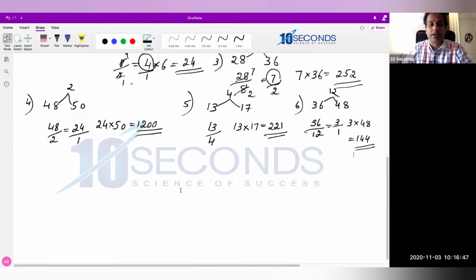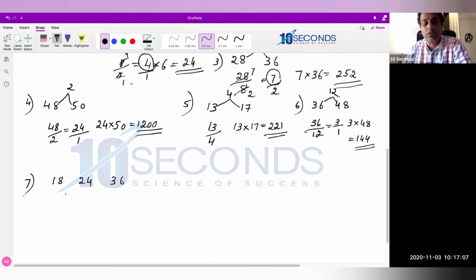All right, the next one. What if there are more than two numbers? What is important is these types of numbers. What if there are more than two numbers? For example, 18, 24, 36. You need to find the LCM.